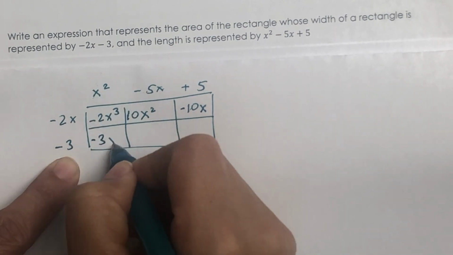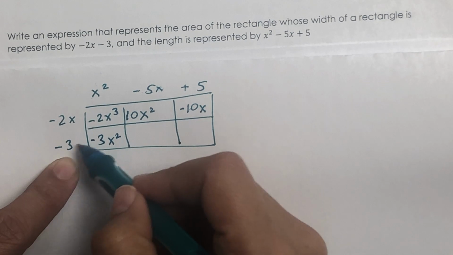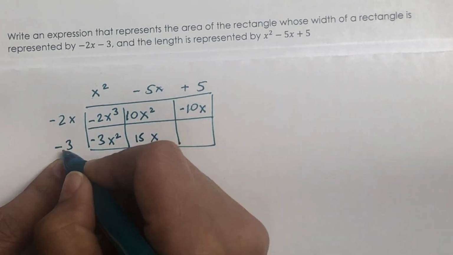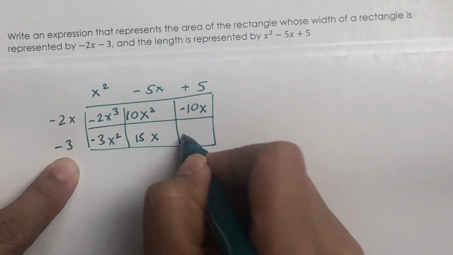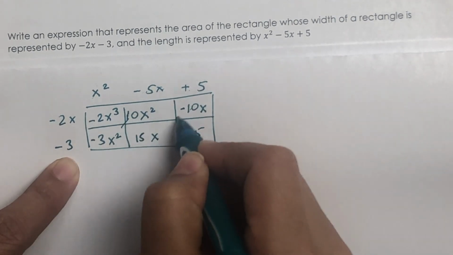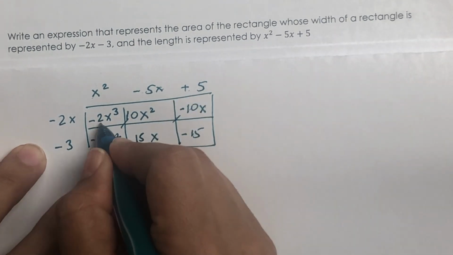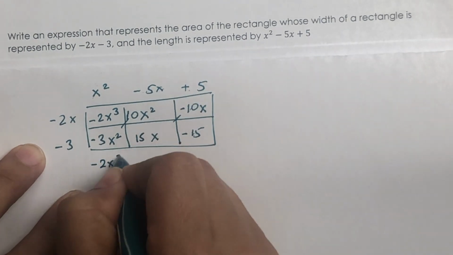And how many x's total? Squared. Negative 3 times negative 5 is positive 15. And then how many x's total? Just the 1. Negative 3 times positive 5 will be negative 15. And then just combine the diagonals, but make sure that they match, so they look exactly the same to combine them. So now you're going to have this one, which is negative 2x cubed.